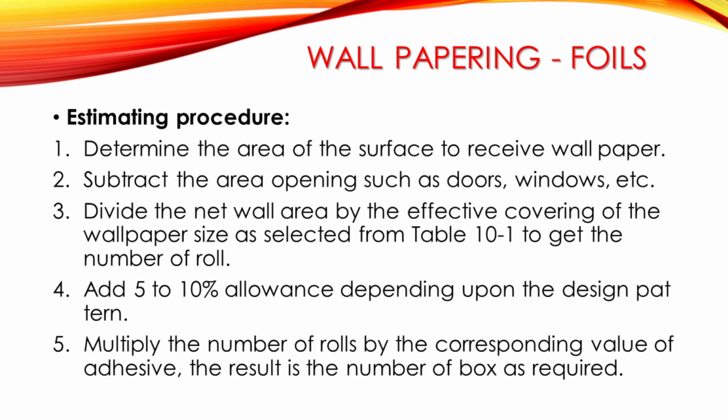We have five. First is to determine the area of the surface to receive wallpaper. Second is to subtract the openings such as the doors and windows. Third is to divide the net wall area by the effective covering of the wallpaper size as selected from Table 10-1, the table which was presented earlier, to get the number of rolls. Fourth is to add 5 to 10% allowance depending upon the design pattern. And lastly is to multiply the number of rolls by the corresponding value of adhesive to get the number of boxes as required.